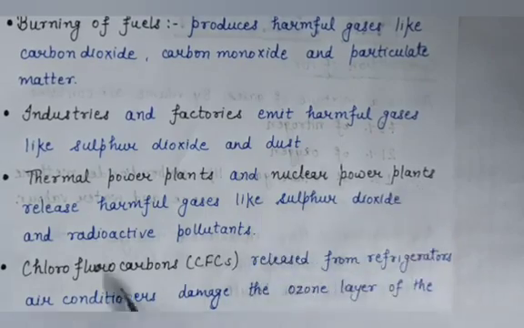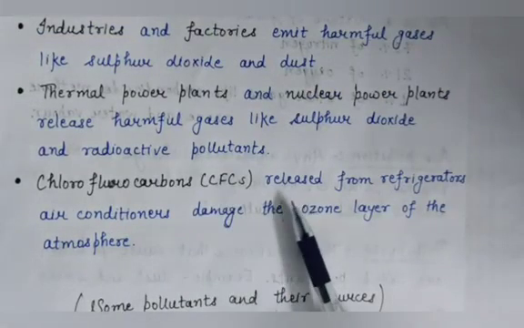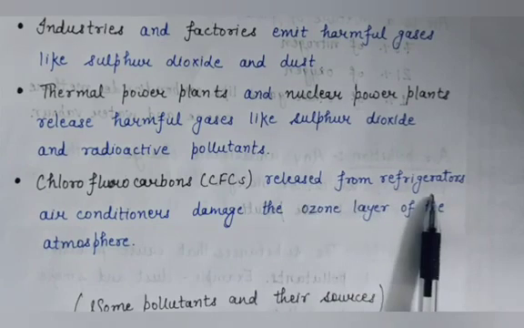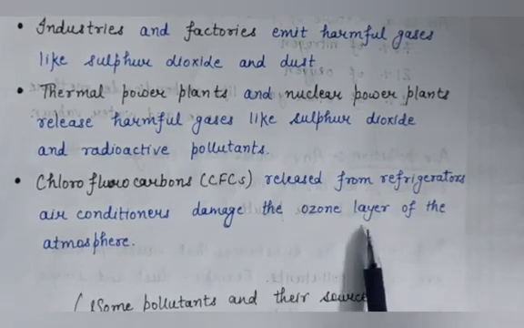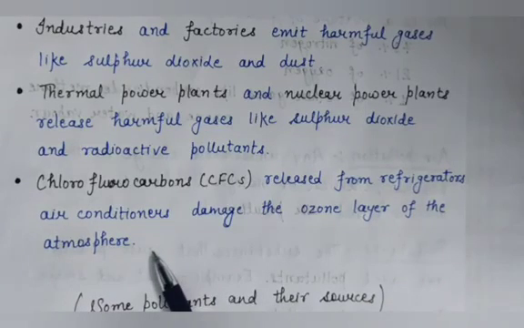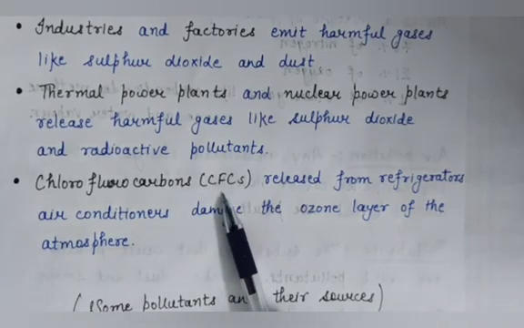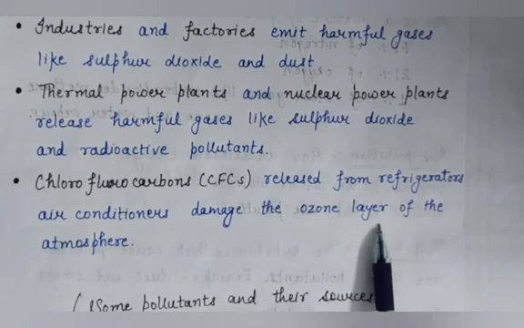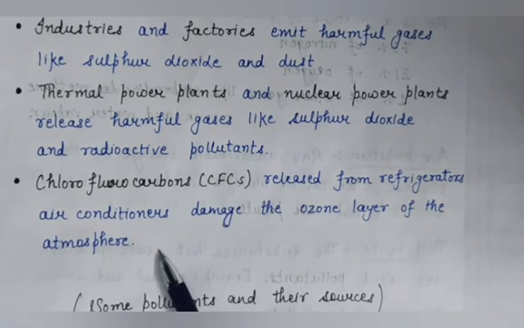Okay, and next is chlorofluorocarbon, which are used in refrigerators, means released from refrigerators, air conditioners, which damage the ozone layer of the atmosphere. That's why this gas is also harmful for us. Okay, because they damage the ozone layer of the atmosphere. So these are some man-made sources which are responsible for air pollution.